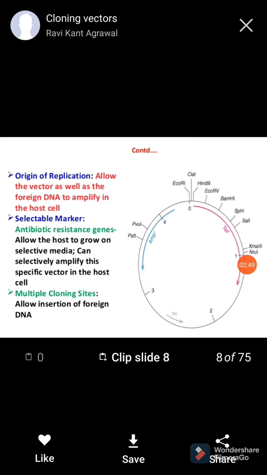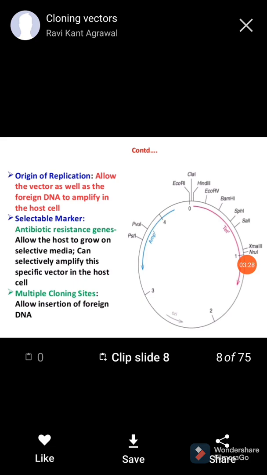Next, it should be small in size so that it can be easily integrated into the host cell, and it should be capable of inserting a large segment of DNA. But plasmids, for example, are not capable of inserting a very large segment of DNA. That is why we have many other forms of vectors. And a good vector should have multiple cloning sites.